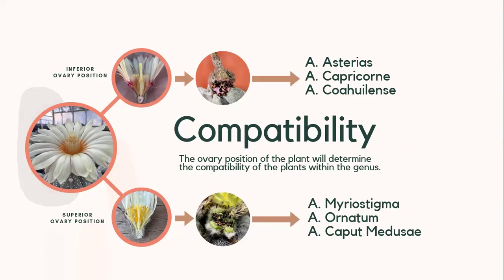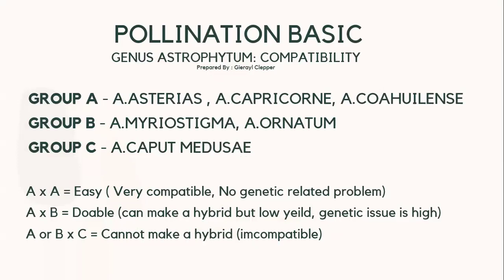So this is the flower of Astrophytum. I extracted some flowers, and this is the inferior ovary position, which the Astrophytum asterias, capricorne, and coahuilense have. And the superior ovary position is in myriostigma, ornatum, and caput-medusae. So to simplify it better, we can have a grouping. Group A is asterias, capricorne, coahuilense. Group B is myriostigma and ornatum. Group C is caput-medusae.